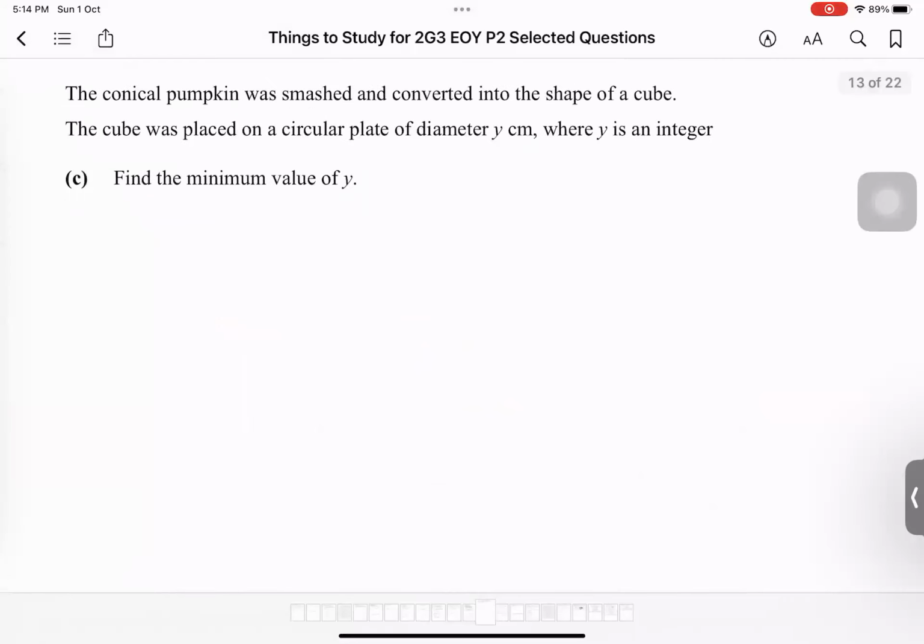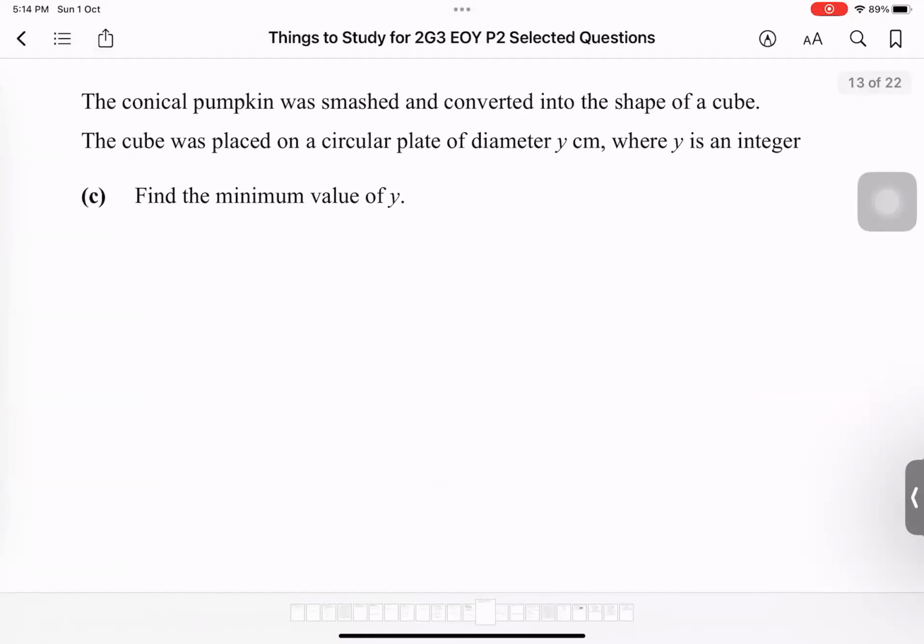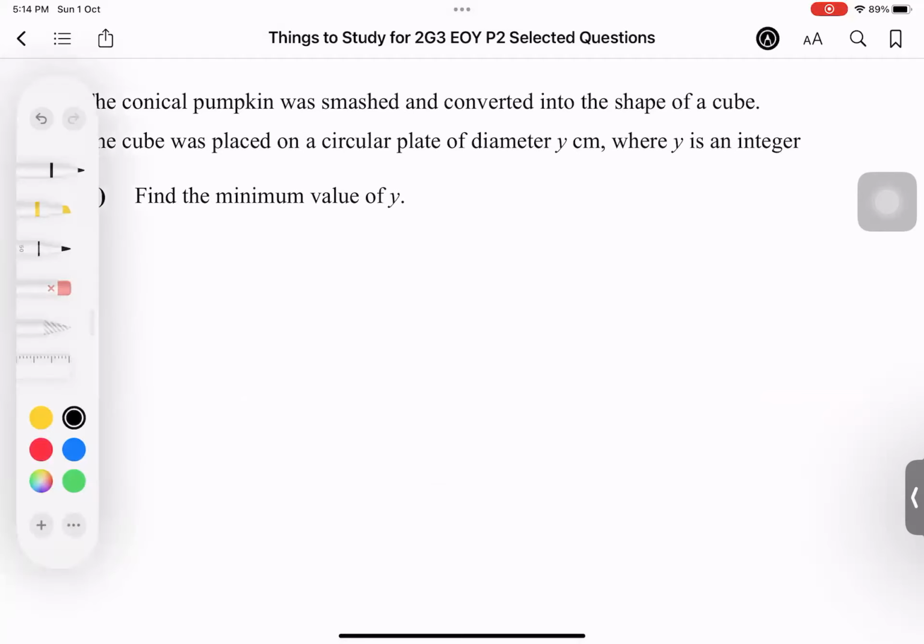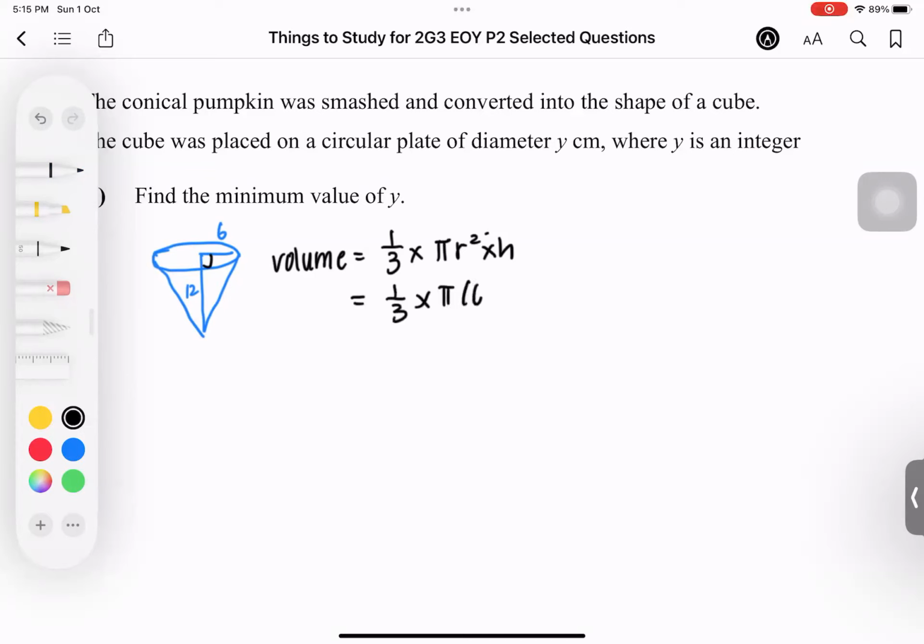Now, next part. Now, the conical pumpkin, not the remaining volume of the pumpkin, the conical pumpkin. The conical pumpkin has a radius of 6 cm and a height of 12 cm. So let's check what is the volume for my cone. Volume of a cone is 1/3, anything sharp has a fraction 1/3, times pi r squared h. This formula is also given in your formula sheet, so please check. Pi, 6 squared and the height 12.